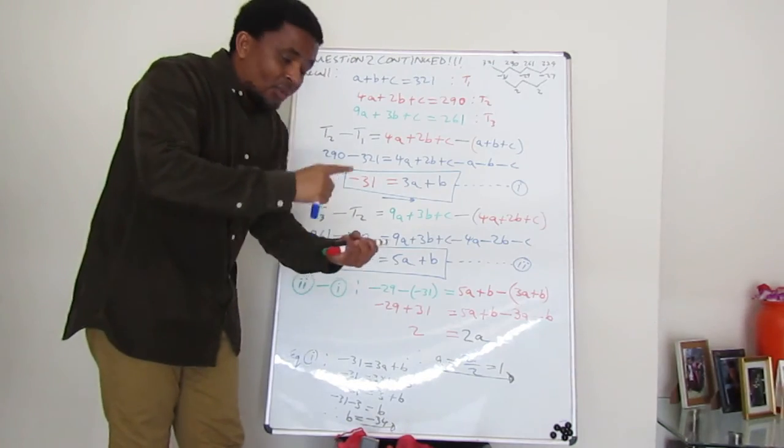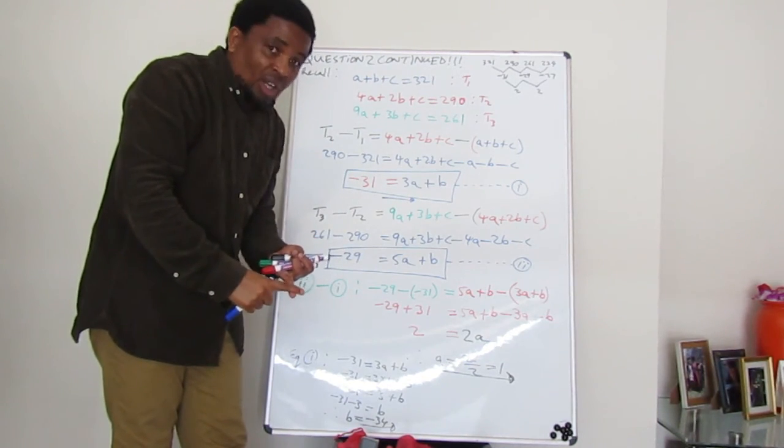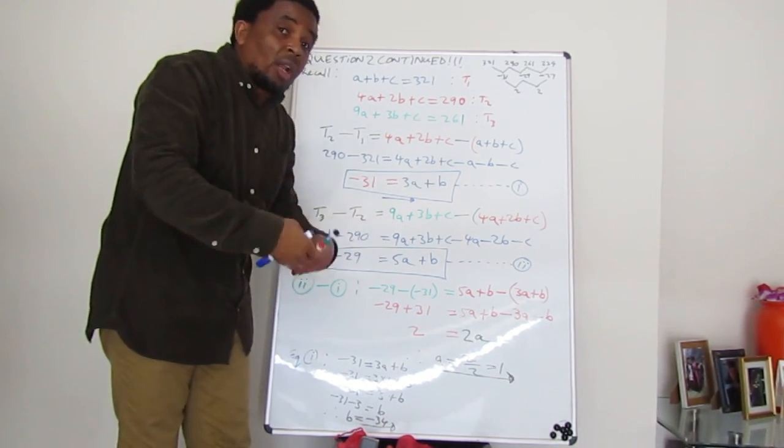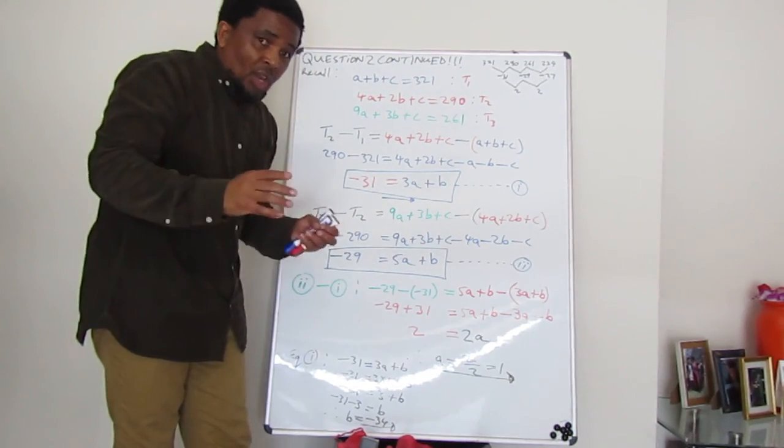Negative 34. Now we've got A is equal to 1, B is equal to negative 34. Then we want to see now what's going to be the value of C.